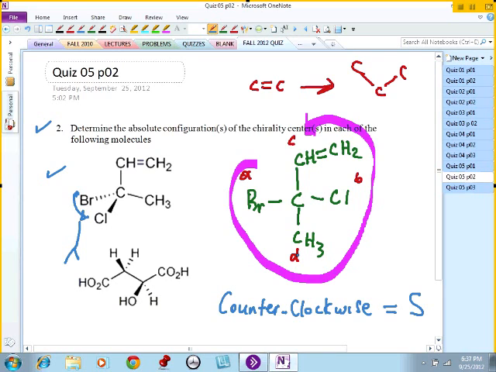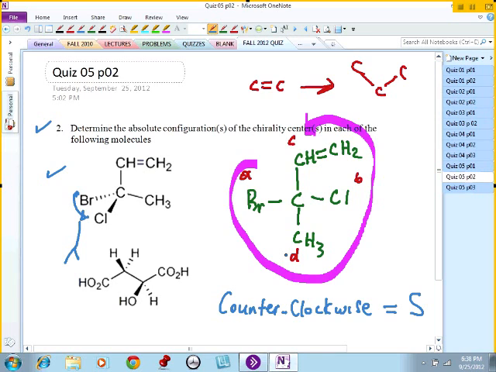Also, do you look at D being the most priority, or do you look at C? Which one? Say that again. Do you look at D being the most priority or C? No, the neglected C really is clockwise, but you neglected D when you looked at it. Do you evaluate that to see if it's S or R?